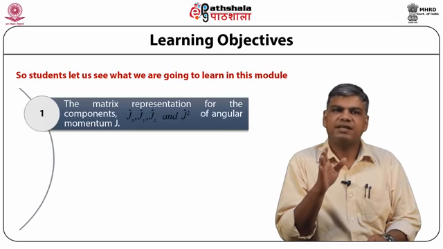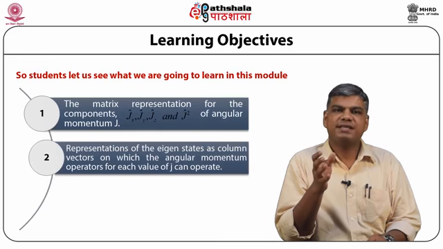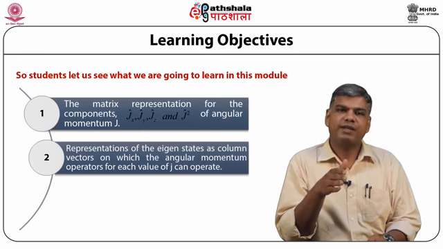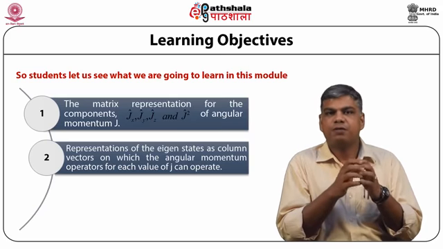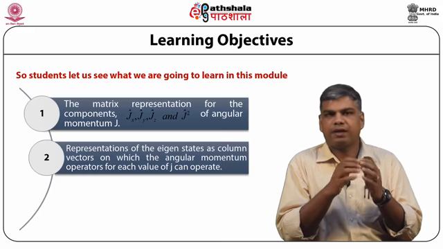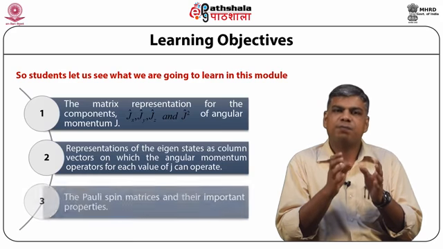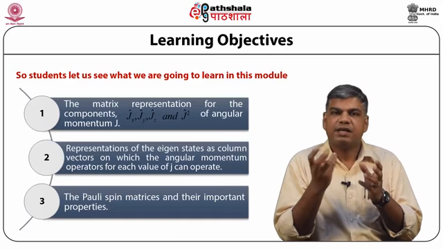After having studied the matrix representation, we'll then try and understand the representations of the eigenstates as column vectors on which the angular momentum operators for each value of j can operate. Then the Pauli spin matrices will be discussed, and we will see what their importance is and what their important properties are.